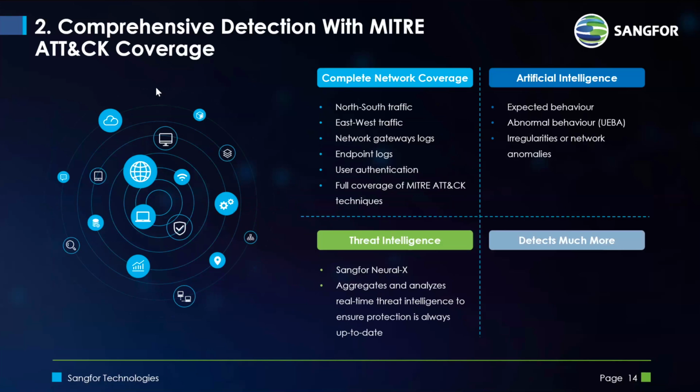Okay. The second thing is about attack coverage. Just like I mentioned, firewall, IPS, IDS from the outside perimeter will protect you from outside attacks, but you don't know what happens internally. So the first highlight we can do is complete network coverage, not only north to south traffic, but also east to west lateral movement. We can monitor, we can analyze, and we can give you a quick response. And we can also collect some network gateway logs and endpoint logs.